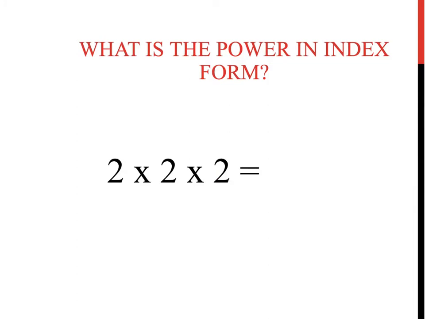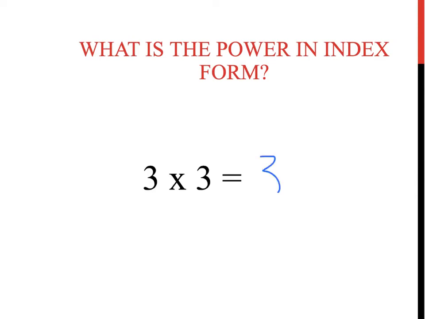Now, what we need to do here is write the power in index form. Okay, so I'll show you what index form is. So we've got 3 twos. Remembering that the base number is the number being multiplied and the index number is the number of times it's multiplied. Therefore, in index form, this is written 2 to the power of 3 or 2 cubed. Now this one, the base number is 3 and it's multiplied 2 times, so it's 3 squared.